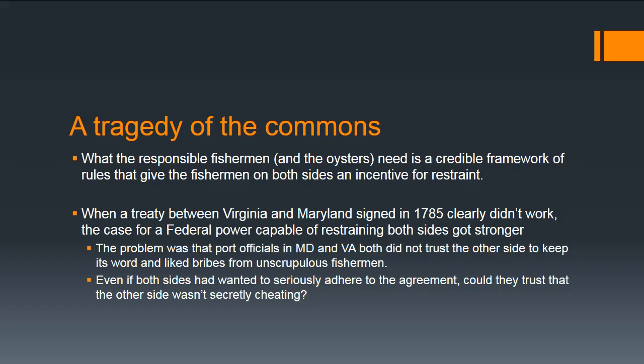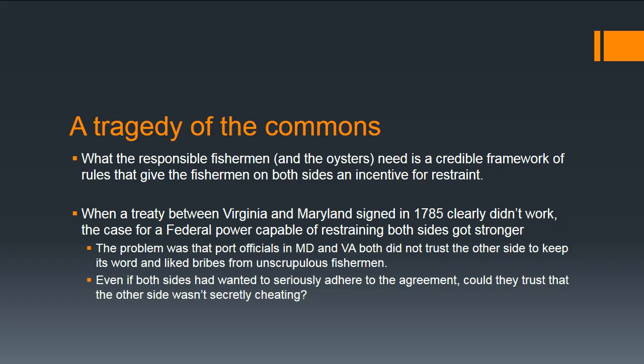The fact that neither side was particularly comfortable holding up their end of the bargain was one thing, but the reason for that is, how do you know that the other side is not secretly cheating? You have a monitoring and enforcement problem. How do you know that fishermen aren't going out in the middle of the night to try and dredge up more oysters than they're allowed to? You really don't. And with 1785 technologies, you really, really don't. It's not like we can GPS track sailboats at the time.